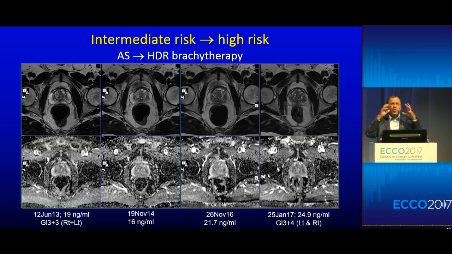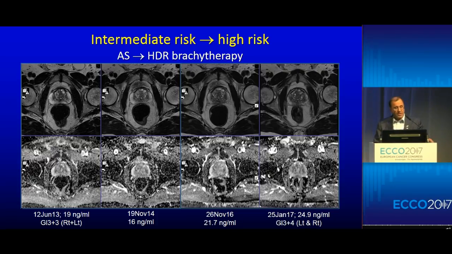So here is a patient who was intermediate risk to start with. You can see he's got 3+3, so that's low risk, but his PSA is 19, which automatically puts him into the intermediate risk category. But on his MRI he's just got a little bit of non-specific stranding in the left peripheral zone. Nothing on the diffusion scan. So we said this patient is suitable for initial active surveillance. We're not saying he is completely suitable, but you could watch him.